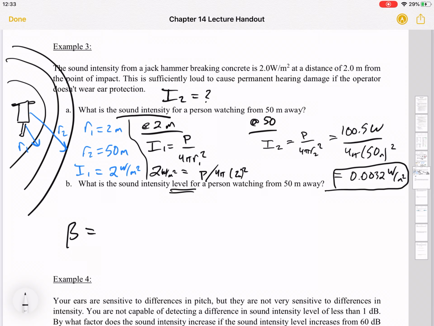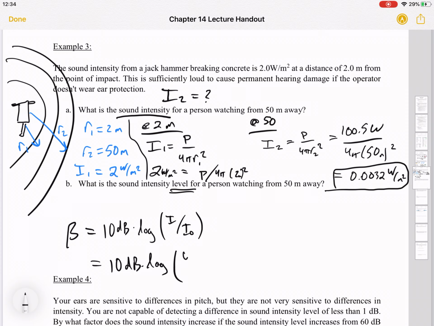Right, and I want the beta at 50 meters. So it's just 10 decibels times log of I over I naught. So I naught is just a constant, right? That's just 10 to the minus 12. And this equation is just a way to convert from intensity to intensity level, right? It's just a scale change. So we're just going to plug in.